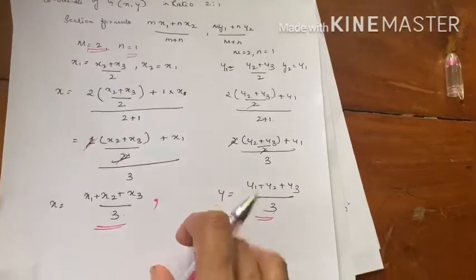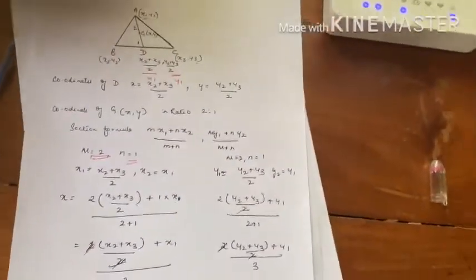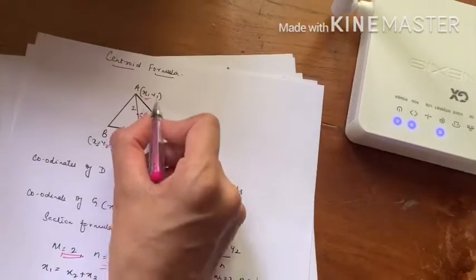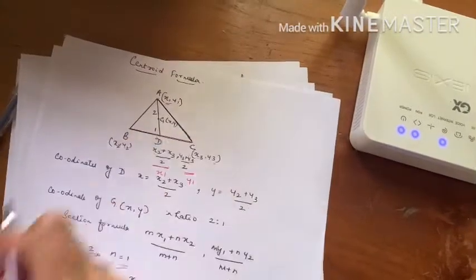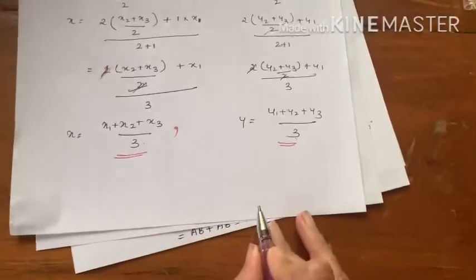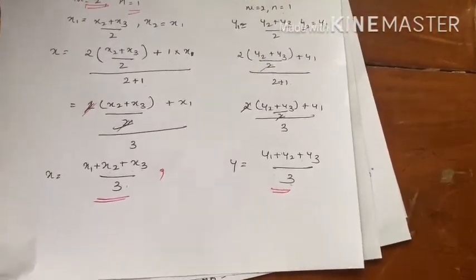To find the center, what do you have to do? I'll tell you a very easy step to remember. You just add all the x points and divide by 3, because there are 3 vertices. In the same way, for y, add all the y and divide by 3. So you will never forget this formula. Isn't it, students? So I'm sure you have understood very well.